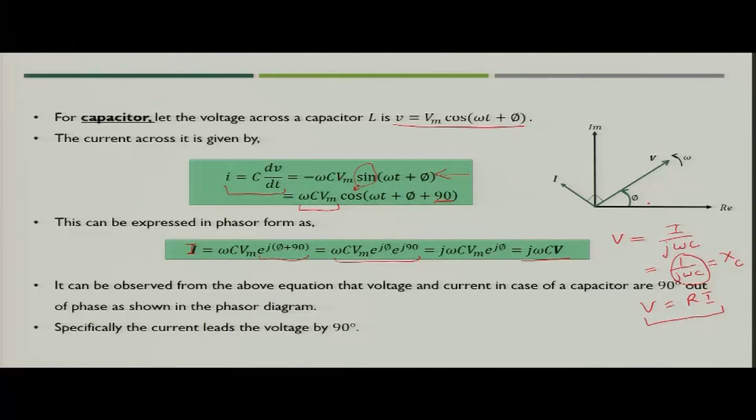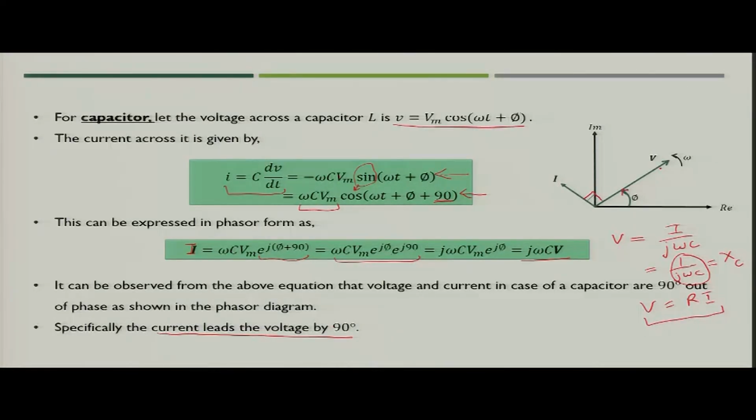Here, if you plot the voltage and current on the z plane with the real axis on the x axis and imaginary on the y axis, if you plot voltage V, which will have some phase angle phi with respect to the real axis, then if you see this particular expression, you will come to know that current I is leading with respect to voltage by 90 degree. So we can say that in this case current will lead voltage by 90 degree.